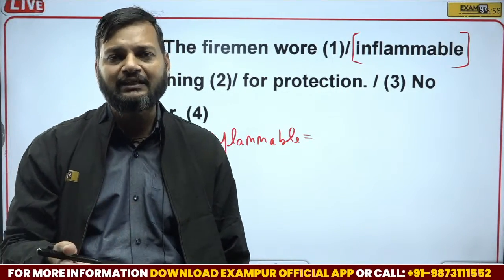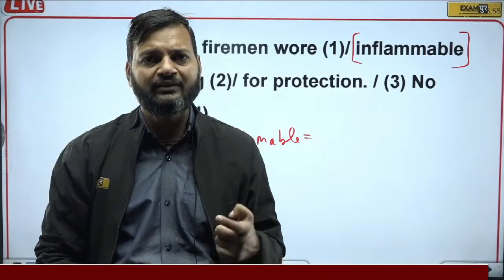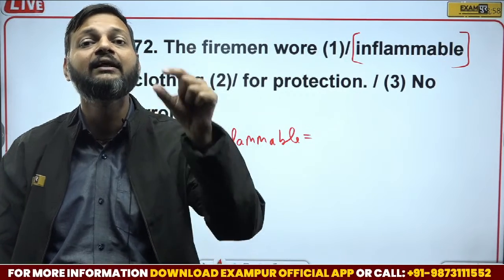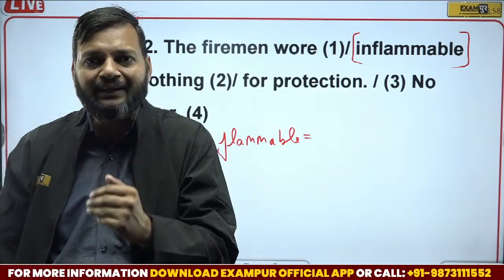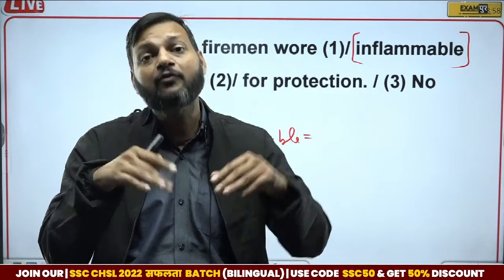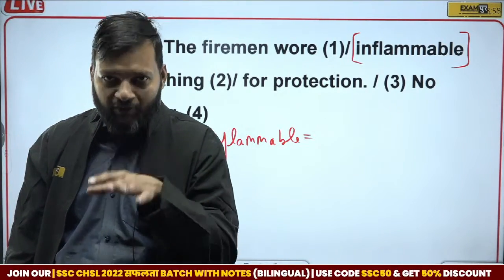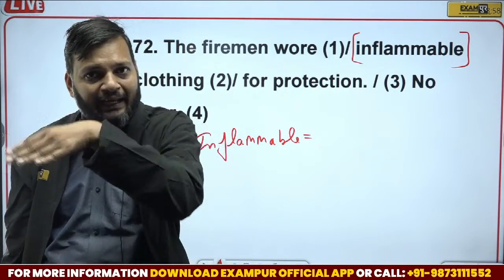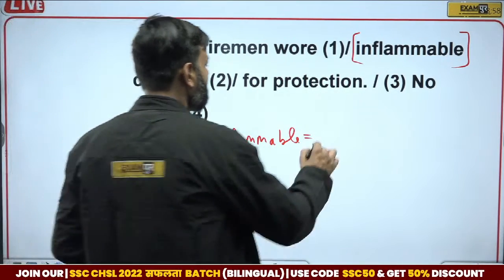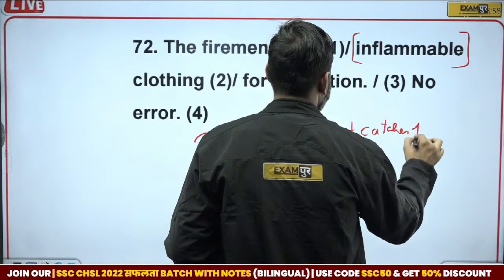Something that burns very easily. If you see the bottles of deodorant or perfumes, there is a warning sign, highly inflammable. Inflammable means something that catches fire very easily. Now, what students might think, that inflammable is the opposite of flammable. Flammable is easy to burn and inflammable is its opposite. It is not so. Inflammable means something that catches fire easily.